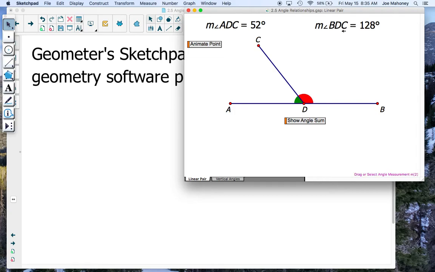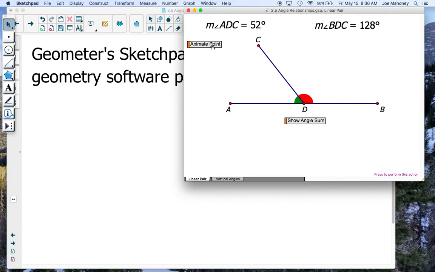And notice that they form what's called a linear pair. Remember, a linear pair are two angles that are adjacent to each other. They both share side DC, and they're formed from a line or a segment in this case.